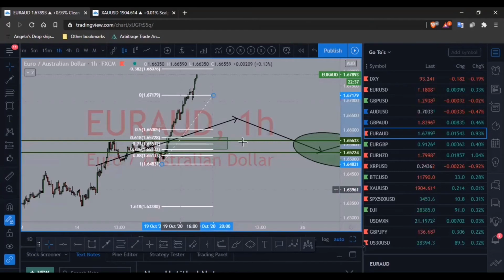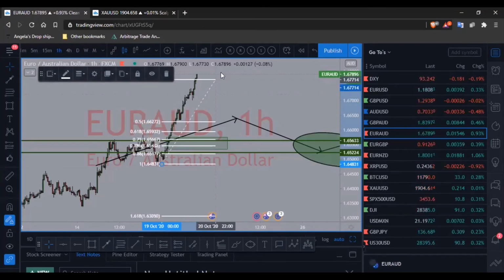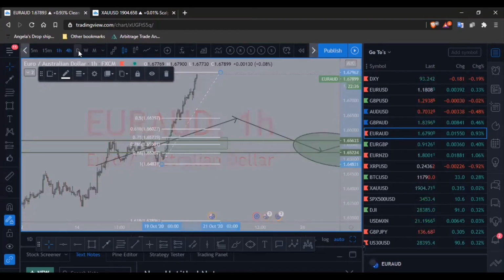So yeah, I did want price to stop right here, retrace down to my zone, then go bullish again. But it looks like the EA has different plans. Let's see where it would be coming to stop at next.